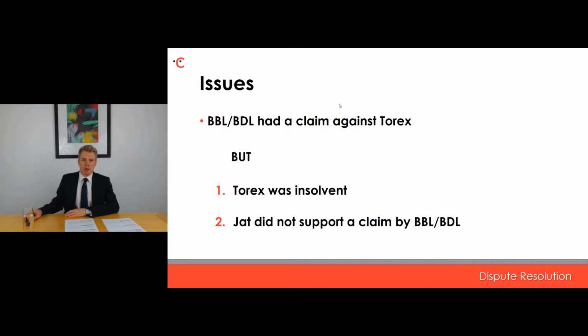Now, Inder wanted to get the money back, but he had some problems. BBL and BDL, of course, had a claim against Torex to be repaid the money, but Torex had gone bust, so there was no point suing it. And also, Jat, who partly controlled BBL and BDL, didn't want to bring the claim, and Inder didn't have sufficient control over the companies to make that decision on his own. There's actually a third problem, which was that many of the payments were made more than 6 years before the claim was issued.